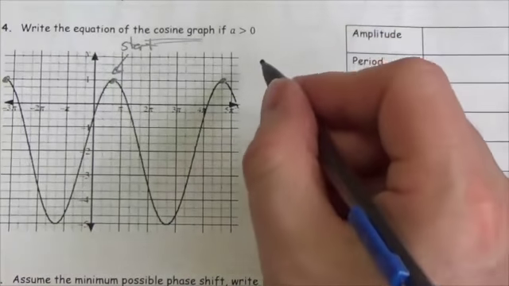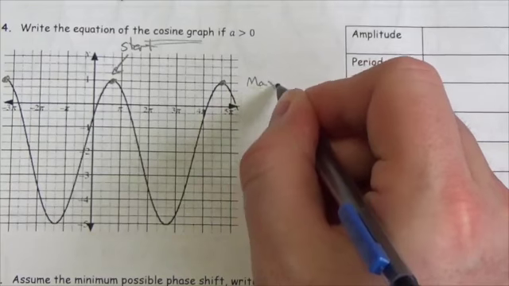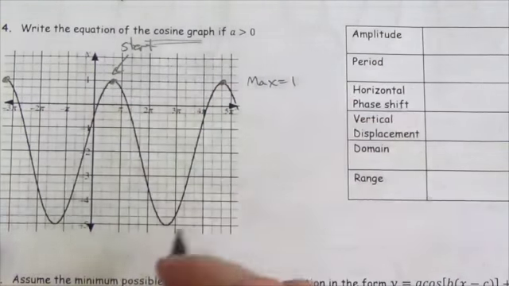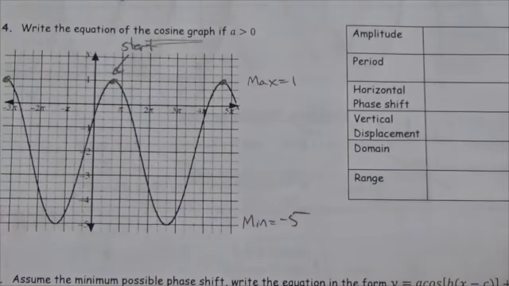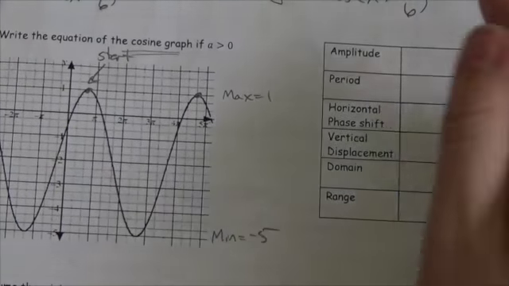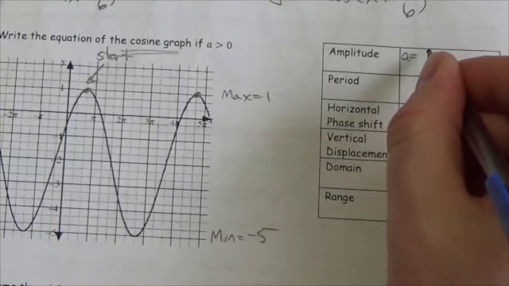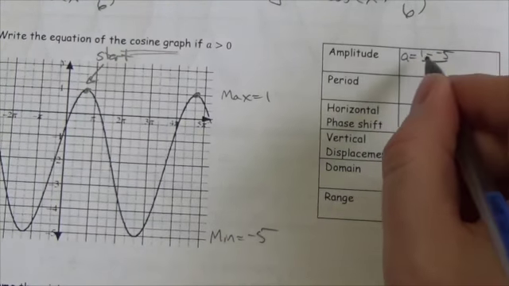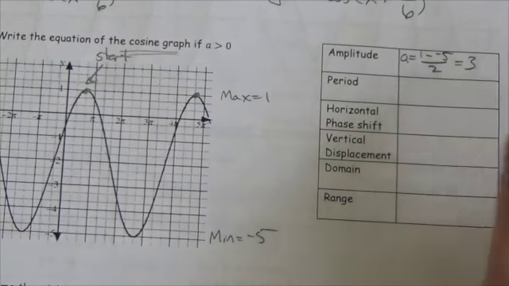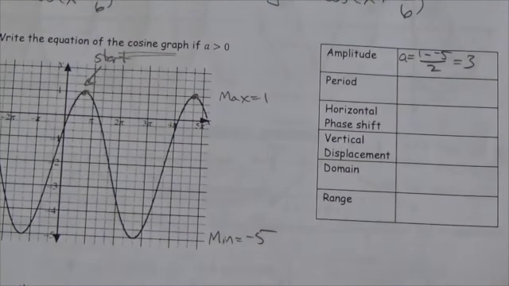Amplitude. Okay, for me to get the amplitude, I need to know what my maximum is, and my maximum here is 1. I can read that off. My minimum down here is negative 5. Okay, so my amplitude, A, is going to be the maximum, 1, minus the minimum, negative 5, over 2. So that's going to be 3. So the amplitude here is 3.